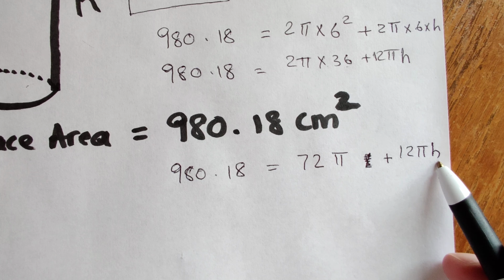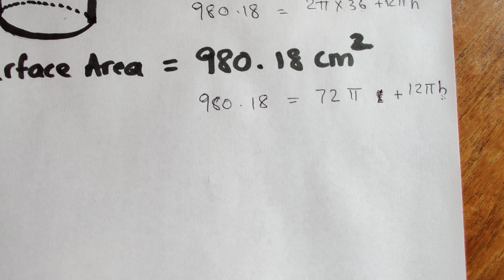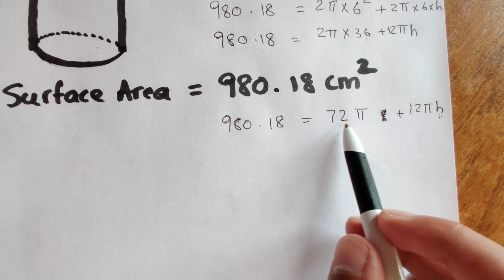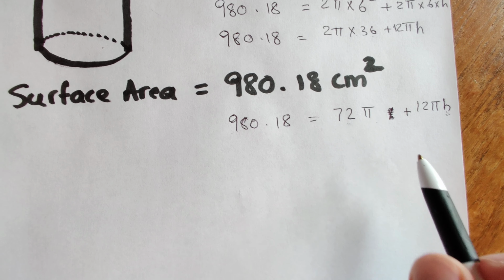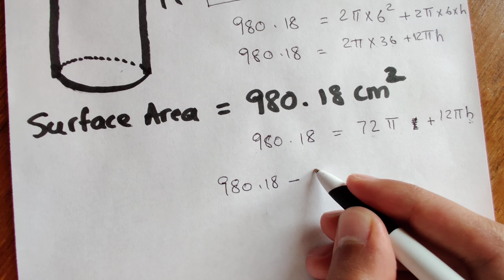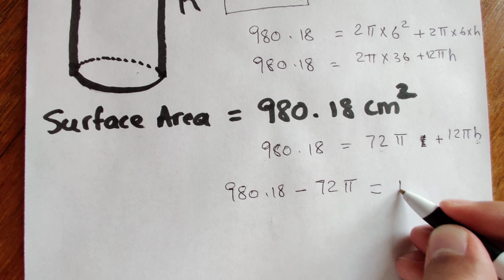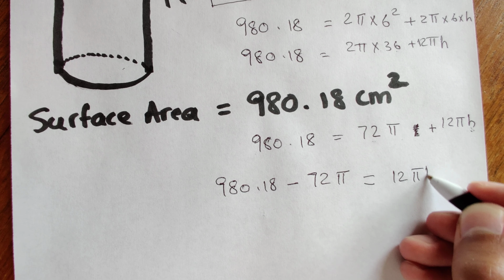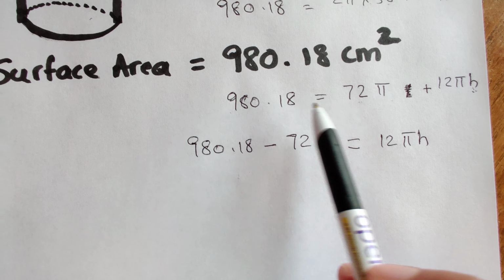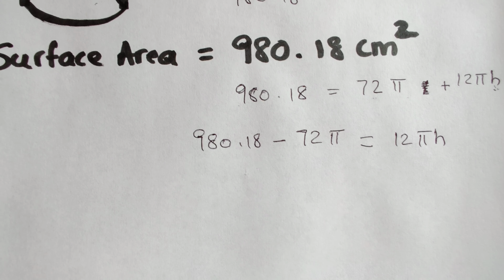So we need to find what h is. What we're going to do is take away 72 pi from both sides. So 980.18 minus 72 pi, and then we're going to be left with 12 pi h on this right side, because we've taken away 72 pi from both sides, and that's what we get here.